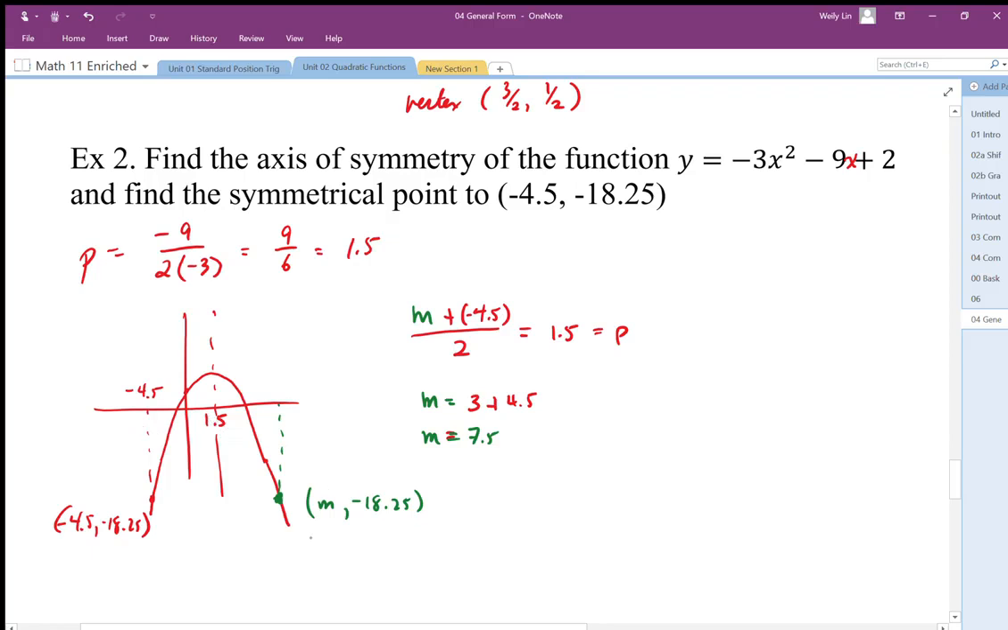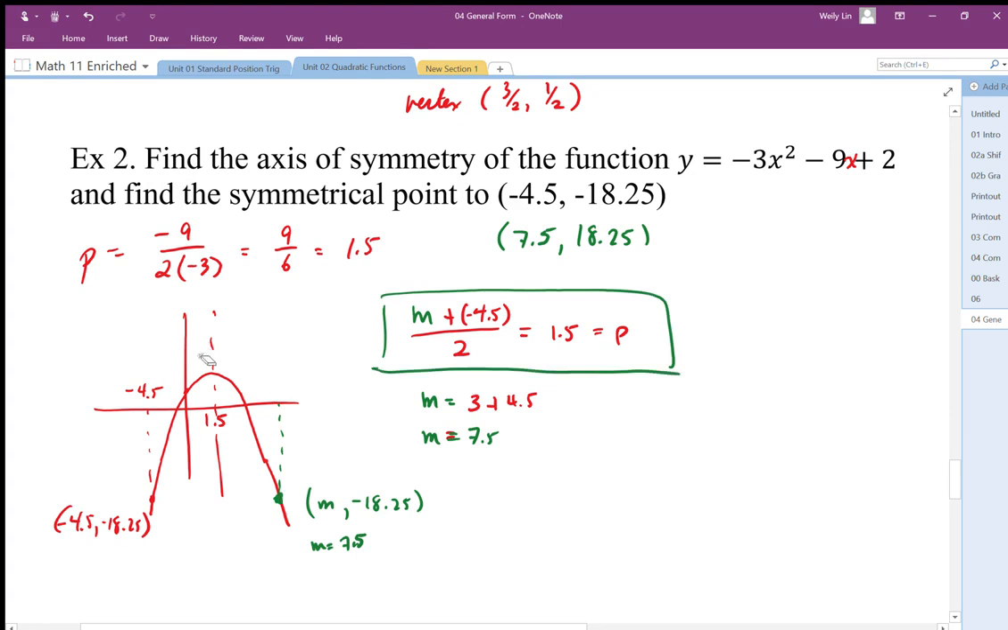So m is equal to 7.5. The coordinate that I'm looking for is 7.5, -18.25. There's my symmetrical point, and I've used the midpoint calculation to be able to find that other point. I put the m in algebraically to that point, and I can make it equal to the middle and algebraically solve for that m value.